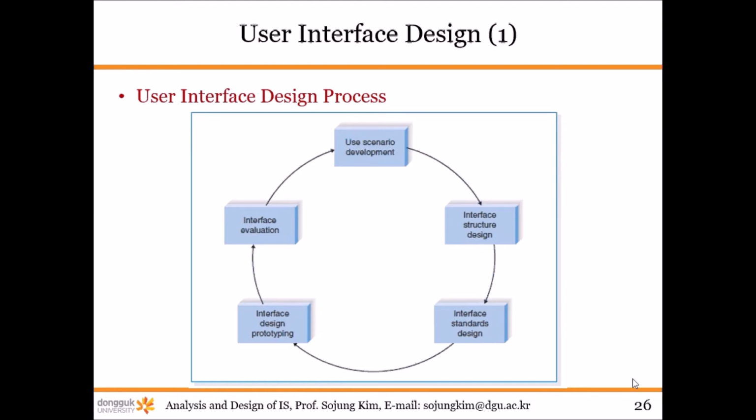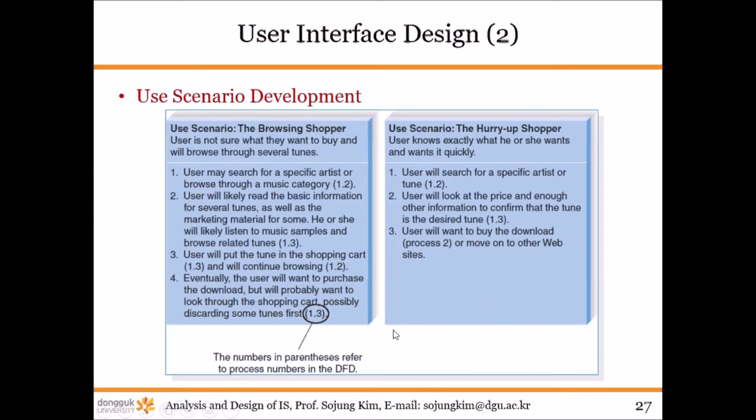Anyway, the interface design process includes 5 steps: user scenario development, interface structure design, interface standard design, interface design prototyping, and interface evaluation. And then there is feedback, and here is the loop, okay? And user scenario development, okay?